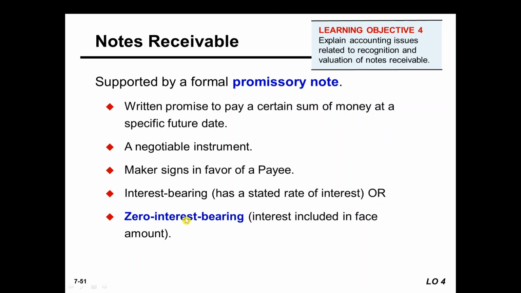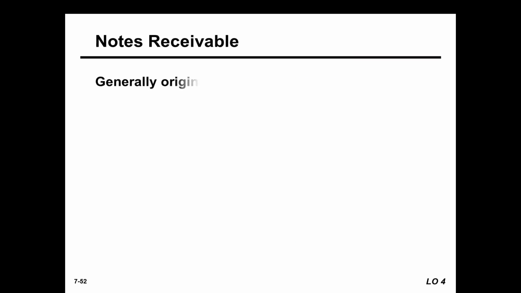This is a negotiable instrument, and the maker signs in favor of a payee. It could be interest bearing or without interest, stated in the face amount or on the note.